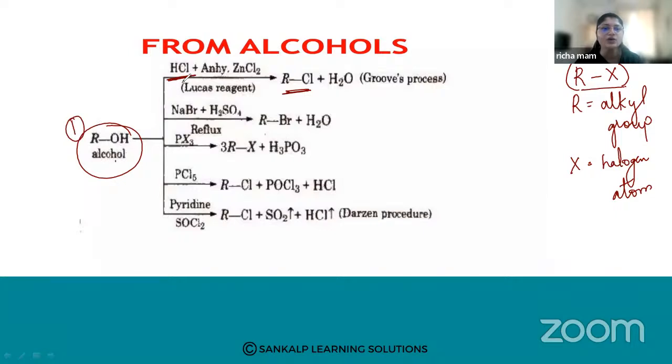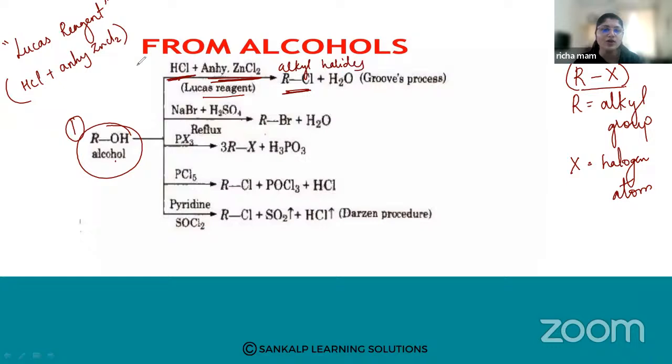By treating alcohol with the halogen acid in the presence of anhydrous ZnCl2, this is called Lucas reagent. Please make a note: Lucas reagent consists of HCl plus anhydrous ZnCl2. Whenever you have HCl and anhydrous ZnCl2, this is Lucas reagent. Alkyl halides can be prepared with the help of alcohols and Lucas reagent.